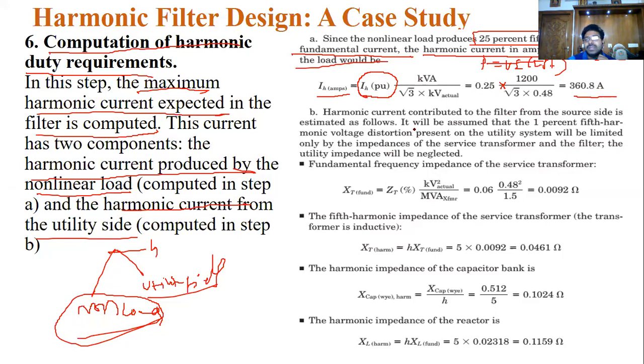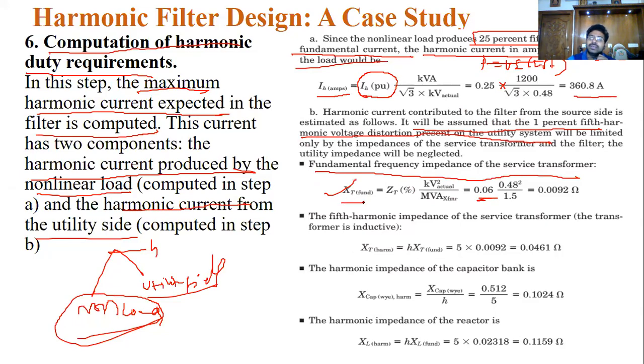In the problem they have also given 1% fifth order harmonic voltage. You can assume this value. 1% deviation is nothing but the acceptable level. According to that deviation at fundamental frequency, the service transformer impedance is given as 6%. You remember that problem: 6% impedance variation.